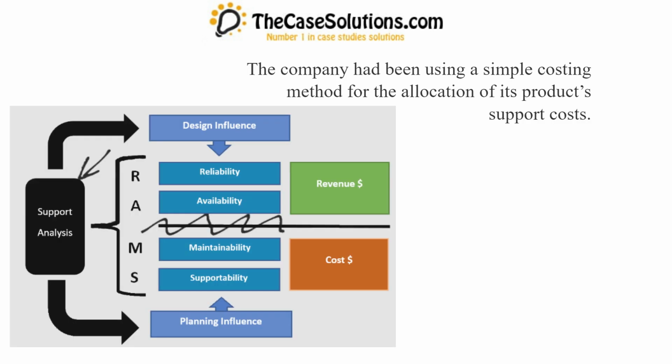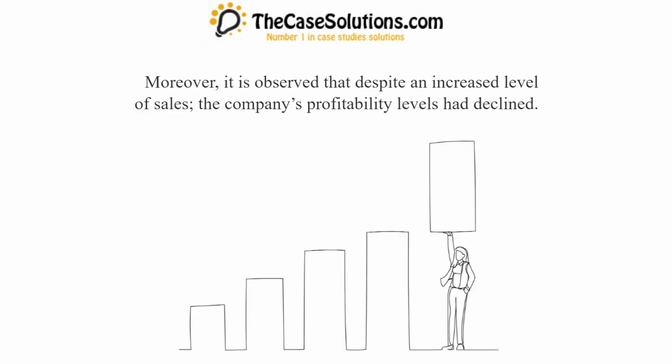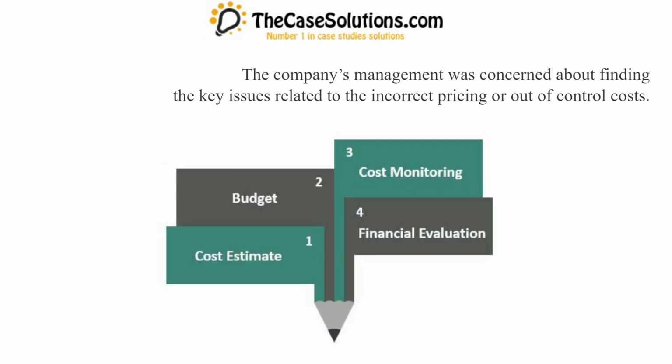The company had been using a simple costing method for the allocation of its product support costs. The controller, Rebecca Hampton, felt that the simple costing had been working well historically. However, it did not reflect the actual claim over the resources made by the several business units and product lines. Moreover, it is observed that despite an increased level of sales, the company's profitability levels had declined. The company's management was concerned about finding the key issues related to the incorrect pricing or out-of-control costs.